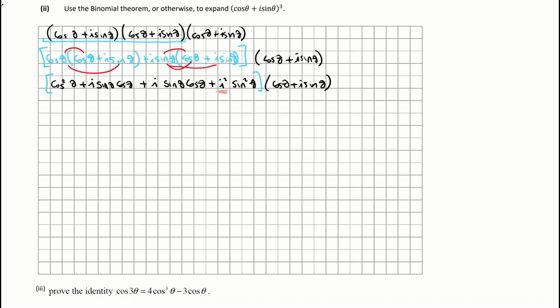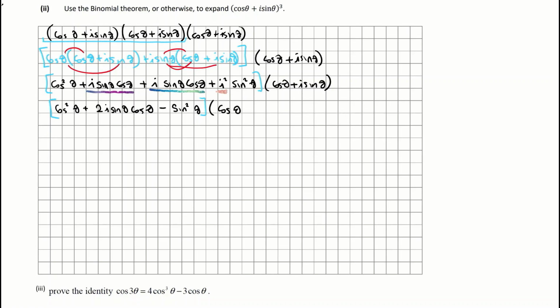I can put i sine theta cos theta plus i sine theta cos theta together to give me 2 of them. So tidying all this up, I get cos squared theta plus 2i sine theta cos theta, and then the i squared will become negative 1, so that'll give me negative 1 by sine squared theta, which is just negative sine squared theta. So that's my first 2 brackets done.